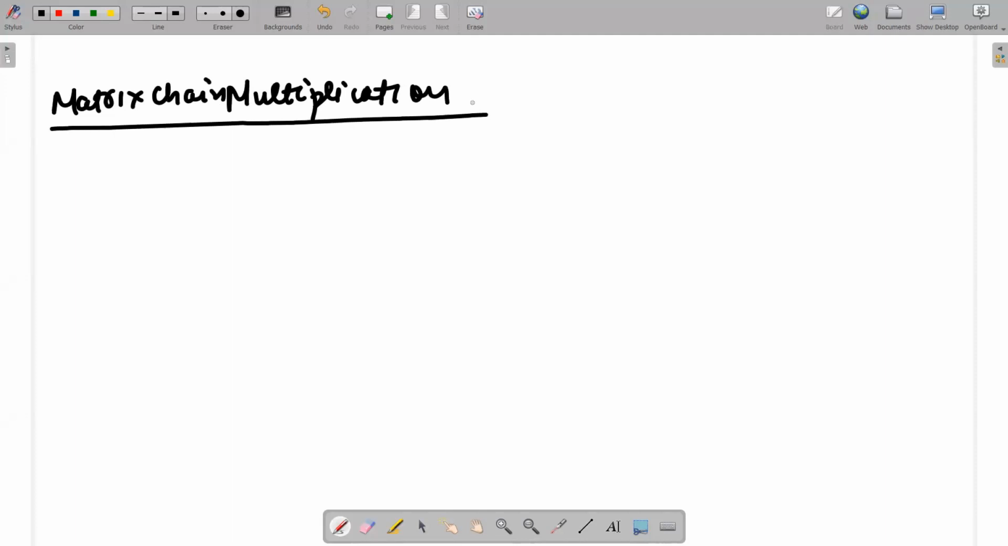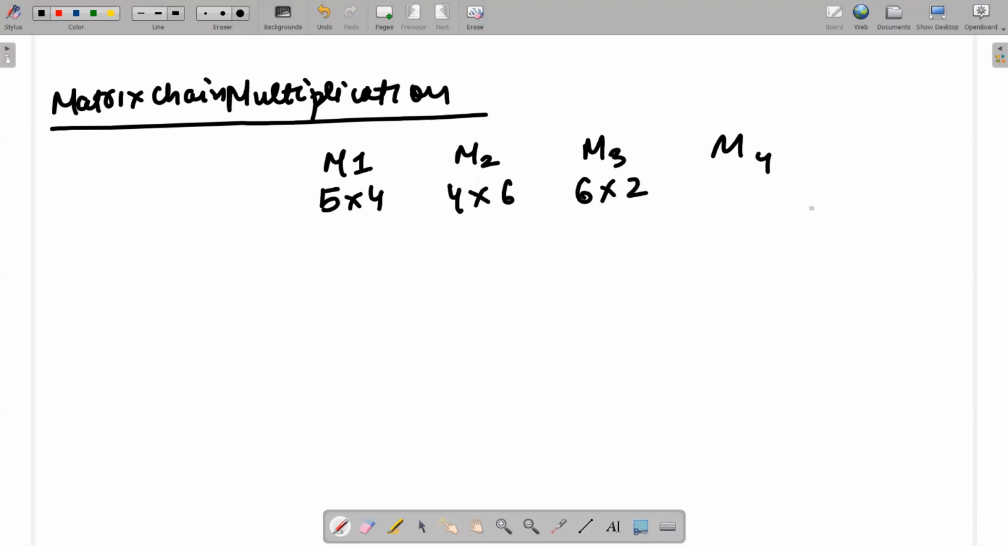Let's say we have four matrices given to us, M1, M2, M3, and M4. The first matrix has an order 5 cross 4, the second has order 4 cross 6, the third has 6 cross 2, and the fourth has 2 cross 7. If we want to multiply M1 with M2, with M3, with M4.